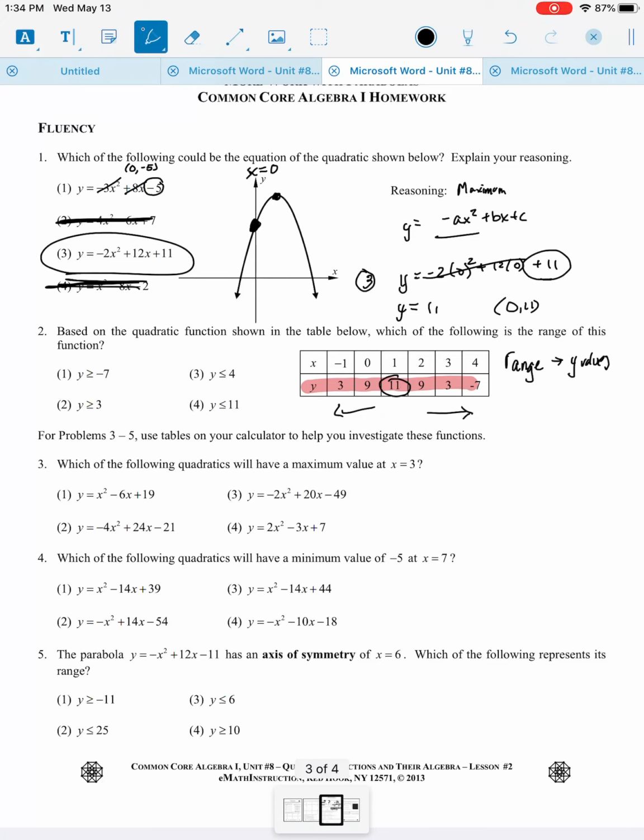Now, how do we write that in inequality form? Well, I know that all values of 11 will be a part of my range, and all values that are less than 11 will be in my range. Therefore, all output values or range values, my y values, must be less than or equal to 11. There's my inequality statement. Happens to be choice number 4.